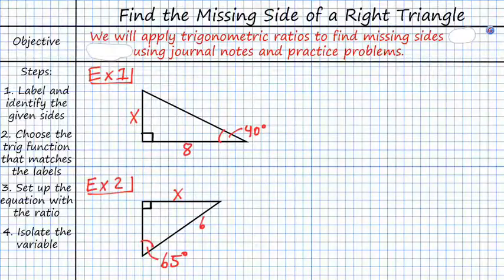Hello students, and welcome to this lesson on finding the missing side of a right triangle. Our objective today is that we will apply trigonometric ratios to find missing sides using journal notes and practice problems. So let's first talk about our steps when we're going to be solving these problems.